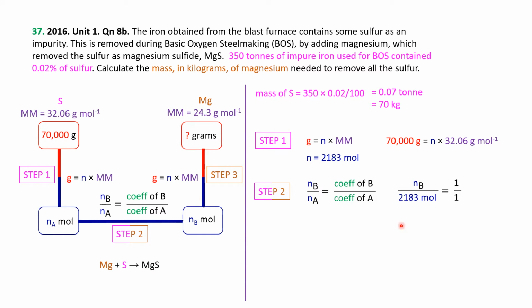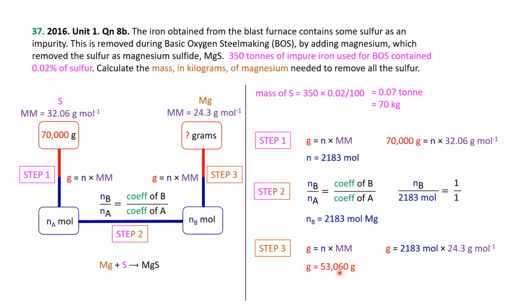That's jolly nice. So moles of B, which is of course magnesium, over the 2,183 moles of A, that's the sulfur, 1 to 1. So moles of magnesium, 2,183. That's what goes in that box there. Last step, convert the moles of magnesium to grams of magnesium. Multiply the moles by 24.3 grams per mole molar mass, which is 53,060 grams, or of course 53 kilograms. Even 53.1 kilograms.